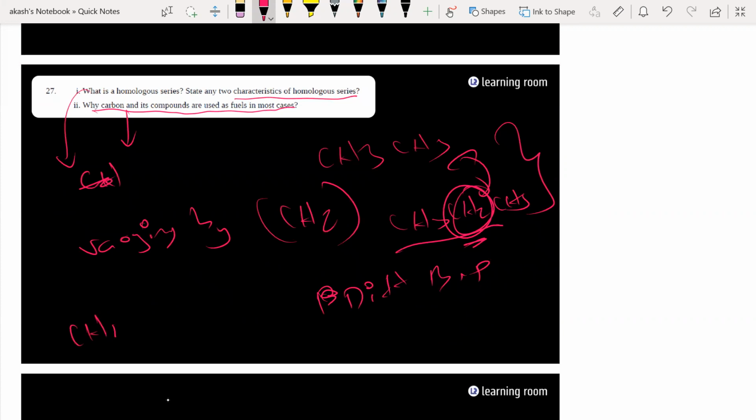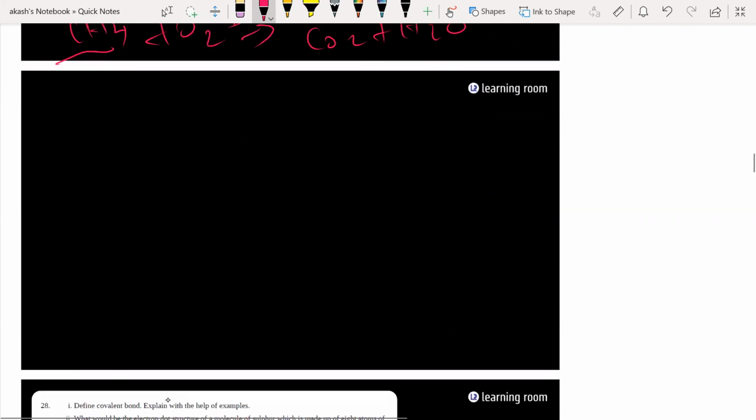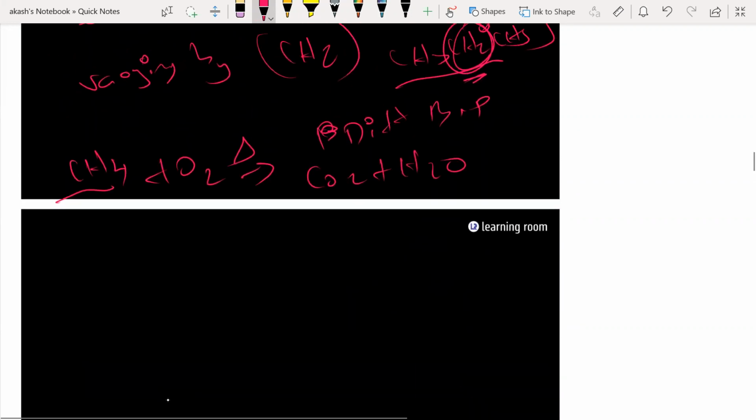Say, for example, if I take any hydrocarbon and make it react with oxygen, that is combustion. What is going to happen? I'm going to form CO2 and H2O. And this is going to be a very good combustion reaction. And that's the reason why we are using it as fuels. So what you have to say is that carbon and its compounds undergo good combustion. They undergo easy combustion, right? That's the reason why we are using them as fuels. Can we say complete combustion? Yes, they undergo complete combustion or easy combustion is also okay.